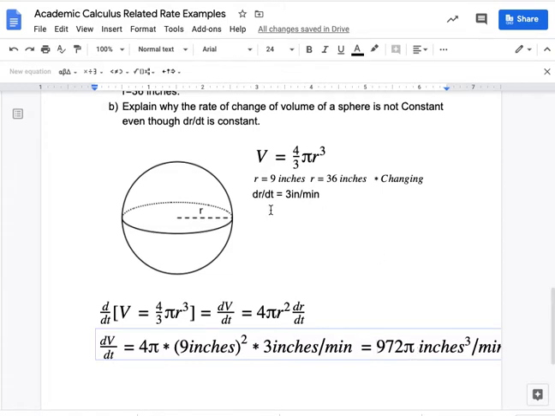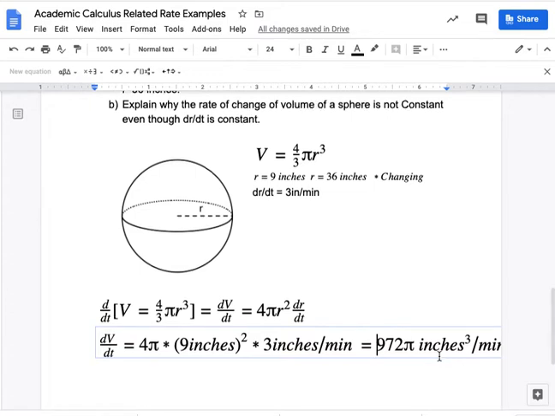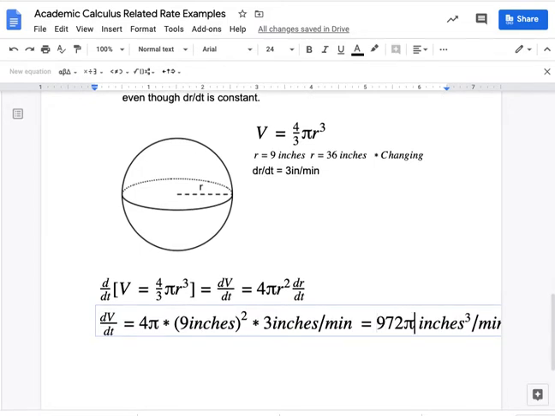Final answer. 36 inches is going to come out to a much larger number because we're going to square 36. But it's really not any different. You're just going to be plugging in different values. Be careful with your units. Make sure your units are correct. Remember, we're dealing with a rate of change of volume, so we have to have a volume unit, something cubed, per some unit of time, in this case, minutes.